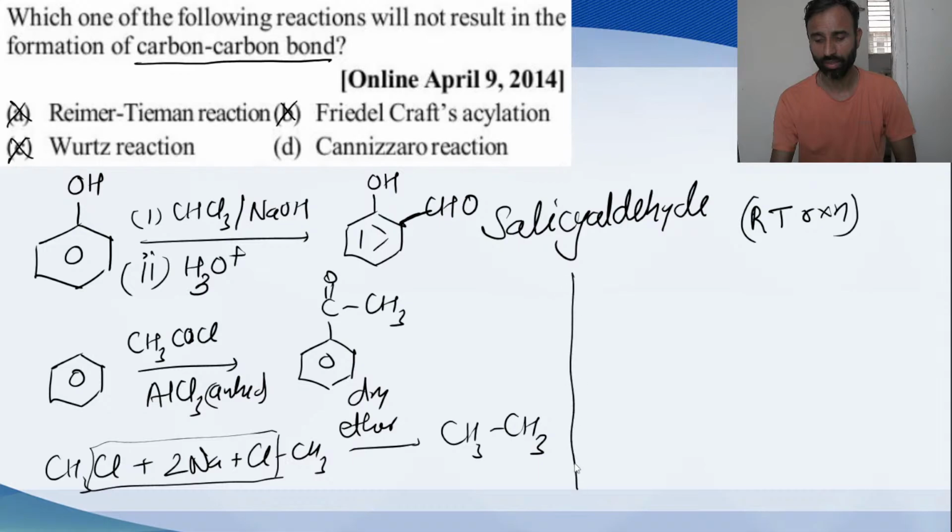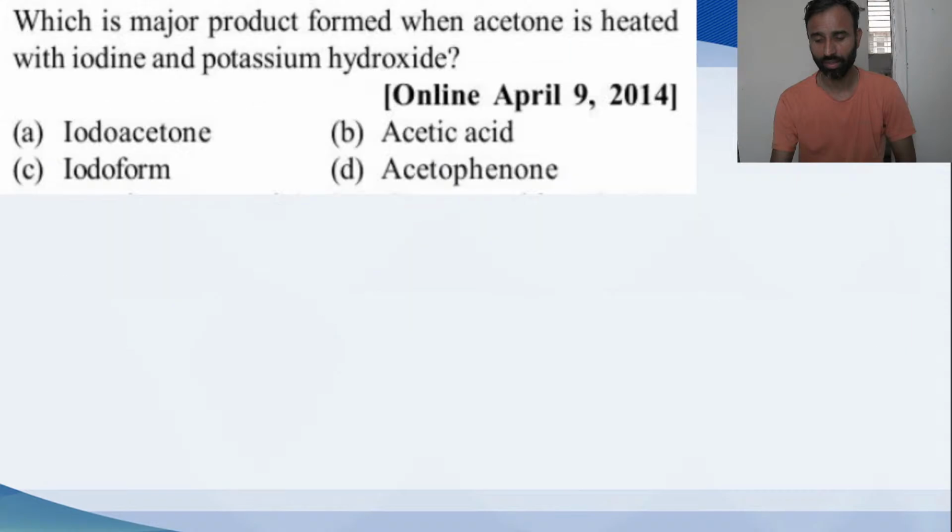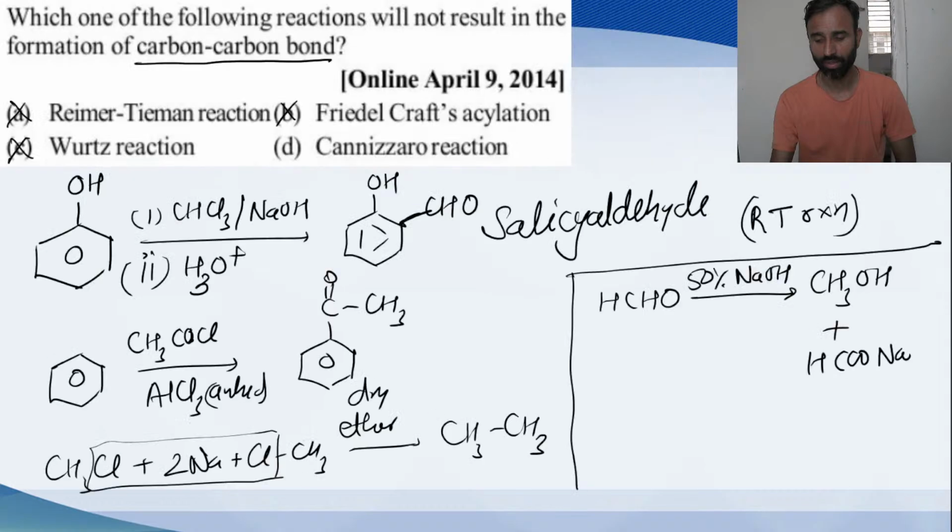Obviously, the Cannizzaro reaction is the one in which there is no new carbon-carbon bond formation. Because in this case, we have an aldehyde with no alpha hydrogen in the presence of concentrated sodium hydroxide. It will undergo a disproportionation reaction, and we get alcohol and the sodium salt of a carboxylic acid. No carbon-carbon bond formation. Next one. Yes, beta, understood? So D is the right option.